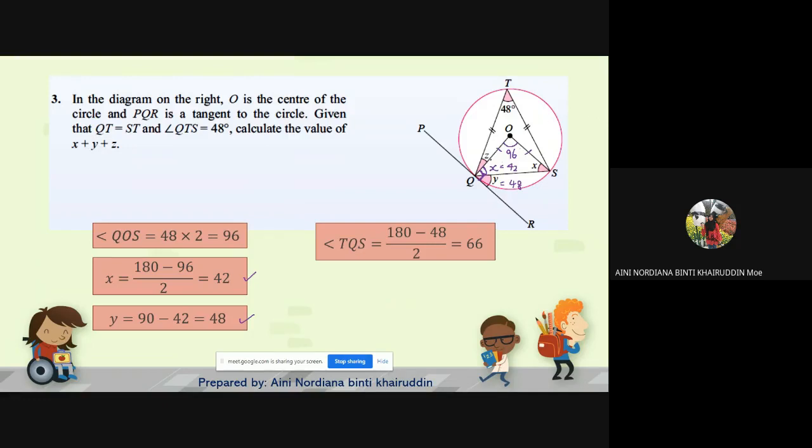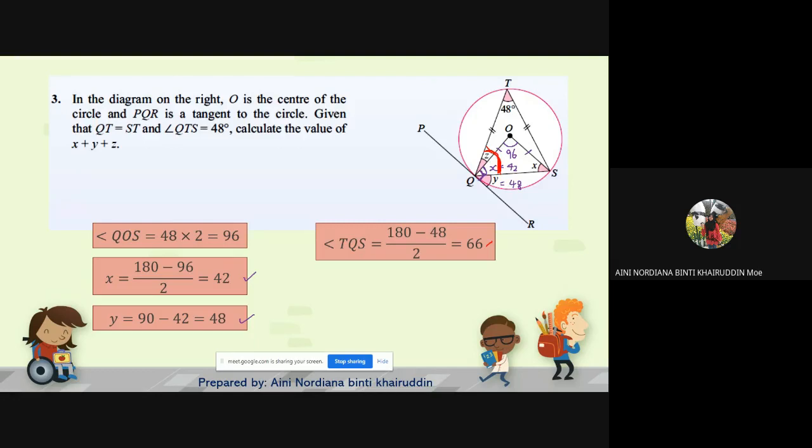The value of z, first you need to calculate TQS. TQS, I use different color. Okay. First you need to calculate this angle. Okay, since this is an isosceles triangle, so 180 minus 48 divided by 2. Then you will get 66.